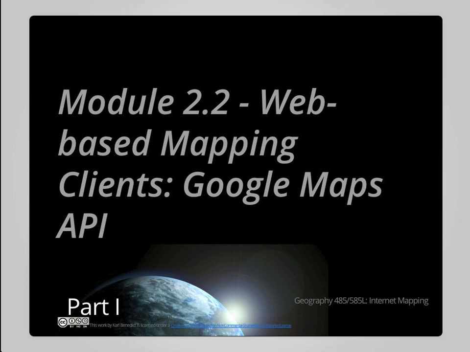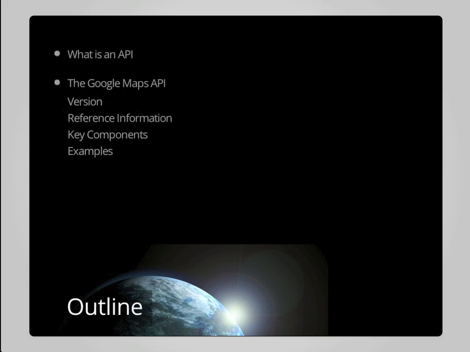485-585L, Internet Mapping. Module 2.2, Web-Based Mapping Clients, the Google Maps API, Part 1. This week we will be discussing what an API, or Application Programming Interface, is, and we'll be specifically talking about the Google Maps API in terms of the version that we will be working with in the class, some background information about the Google Maps API, including a discussion of key components that allow you to enable different capabilities within a Google Maps-based viewer. And then we will discuss a variety of examples that highlight some of the capabilities of the Google Maps API.